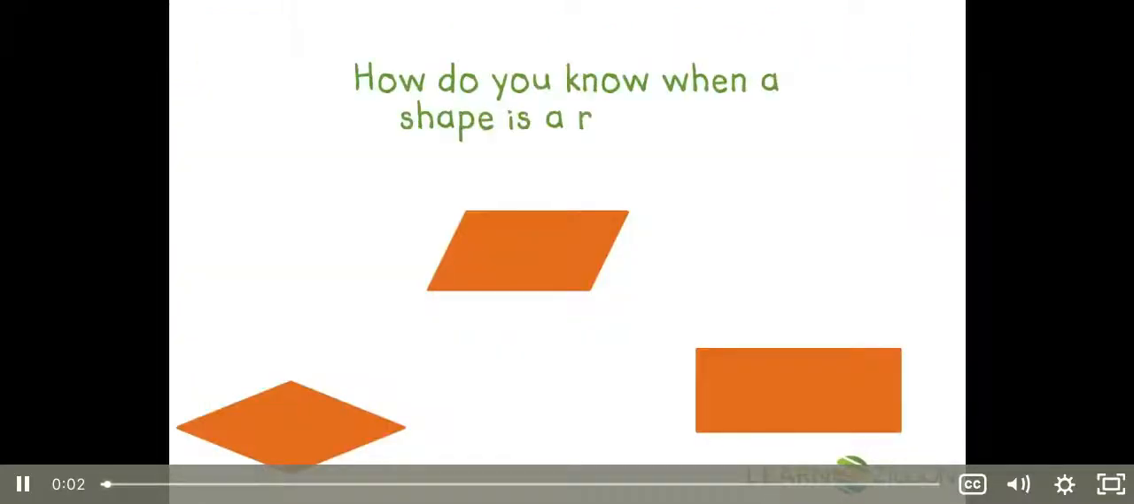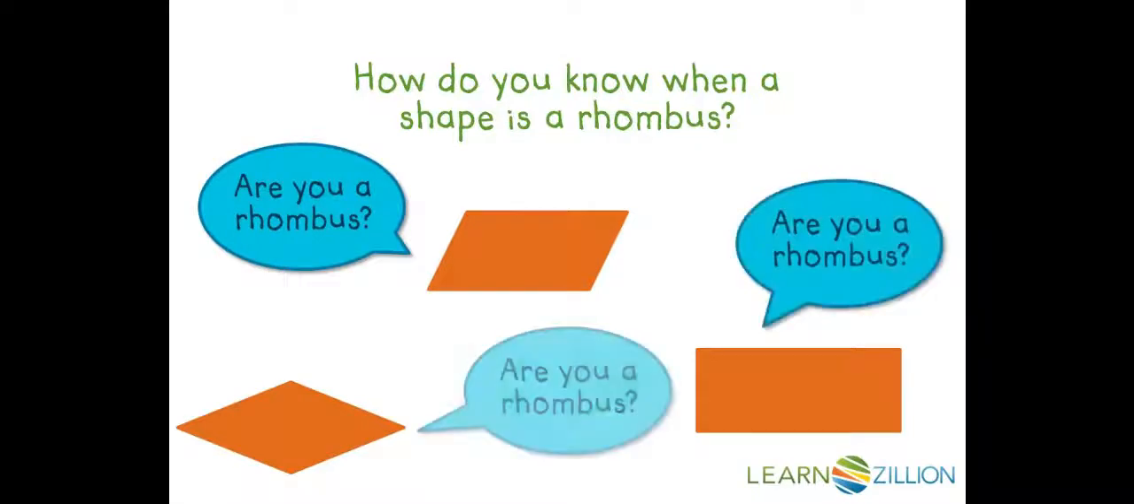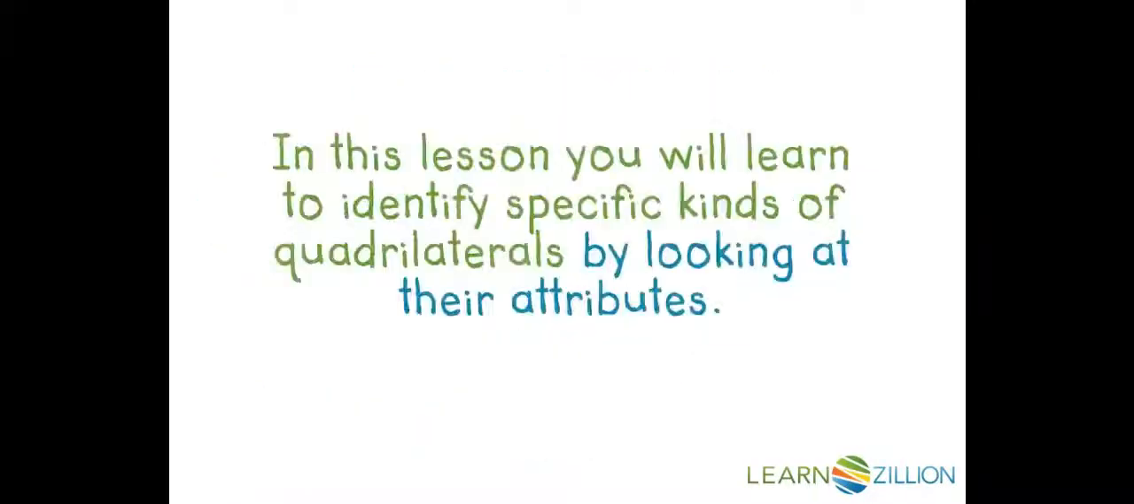Do you know when a shape is a rhombus? Because quadrilaterals all have four sides, it can be hard to tell the difference between them. When you need to identify a quadrilateral, how do you determine what kind of quadrilateral you're looking at? In this lesson, you will learn to identify specific kinds of quadrilaterals by looking at their attributes.